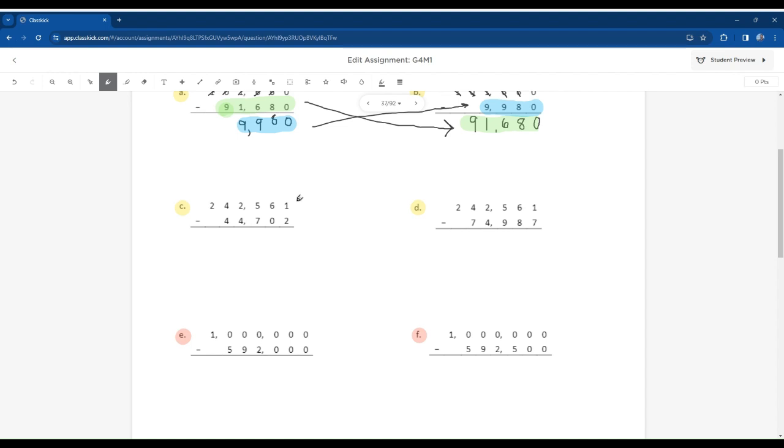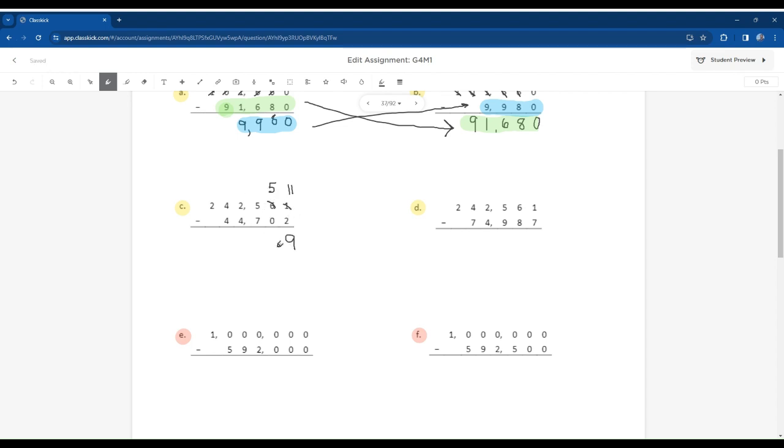242,561 minus 44,702. In my ones place, I'll have to regroup because I can't take 2 away from 1. So I'm going to regroup 6 tens for 5 tens and 10 ones. I already have a 1 here, so I have 11. 11 take away 2 is 9.